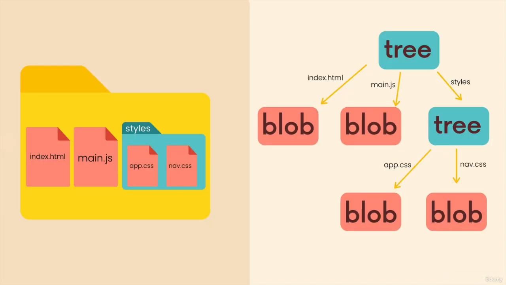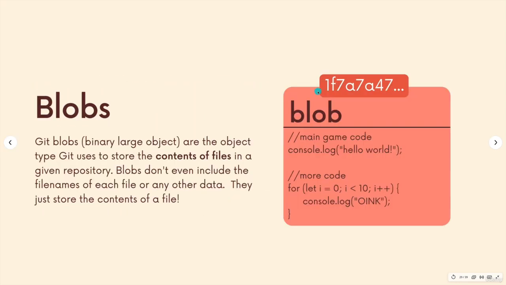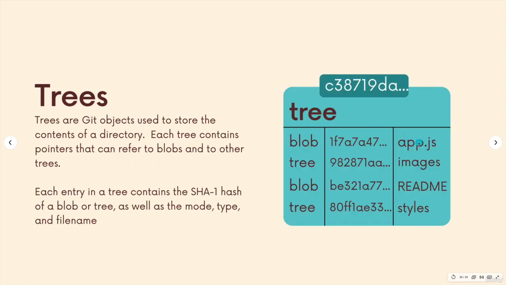So hopefully this diagram helps explain it a little bit. If this is my folder structure, two files, index.html and main.js, and then a nested directory called styles, with app.css and nav.css inside, Git would have a single tree to represent this entire directory. So we've got a tree, and it has a blob that it refers to, and it names it index.html. That's the contents of that file. Remember, the blob itself does not store the name. The tree stores the name, and then it references the hash of that blob. So this is that connection between a file name and the contents.